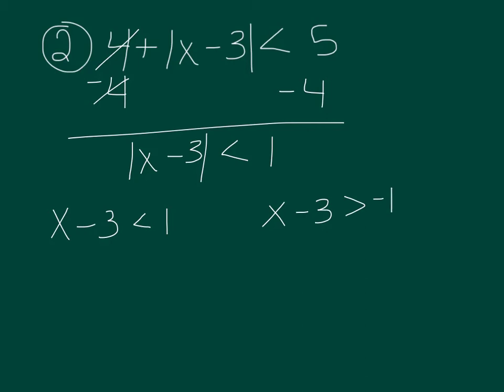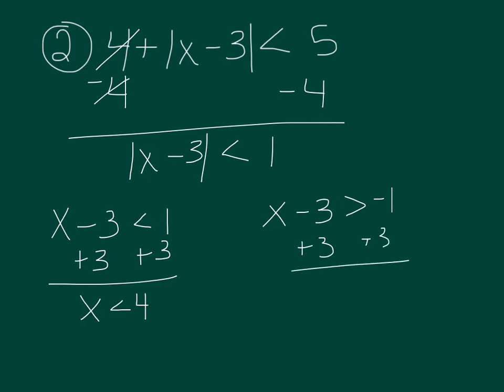Remember, switch the sign, and change the second number to a negative. Okay, so add 3. x is less than 4. Add 3. x is greater than 2. Draw your number line. You have a 2, 3, 4. They're both going to be open circles.